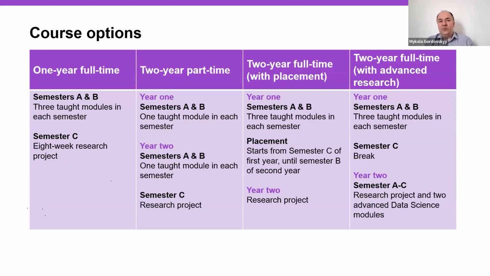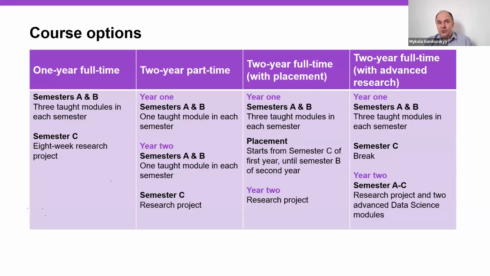If a student cannot find a placement for any reason, they will join another advanced route called MSc in Data Science with Advanced Research. The structure of this route is the same for the first 2 semesters: 3 taught modules in each semester. Then students in this route have a break, so basically they have a proper vacation in the summer. And then for 3 more semesters, they will do a project, and they will do data analytics with AI, and they will do 2 advanced data science modules.